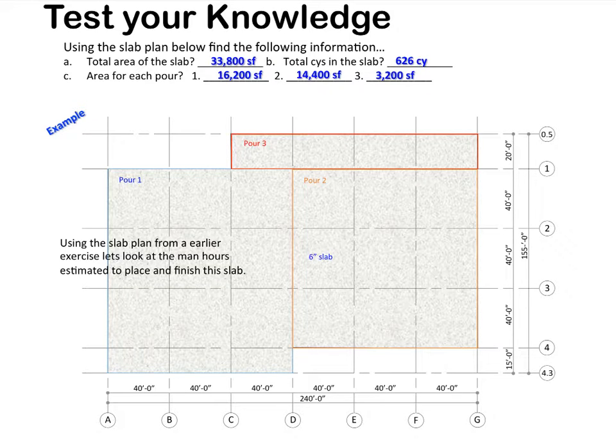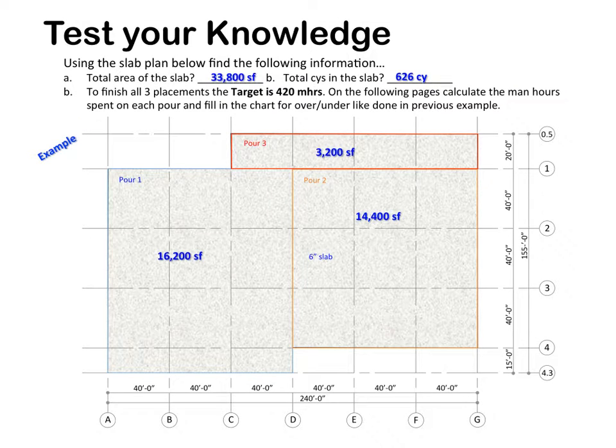Let's test your knowledge. Using the slab plan from an earlier exercise, let's look at the man hours estimated to place and finish this slab. We have a total slab area of 33,800 square feet. To finish all 3 placements, the target is 420 man hours. Use the following pages to calculate the man hours spent on each pour and fill in the chart for over, under, like done in previous example exercises.